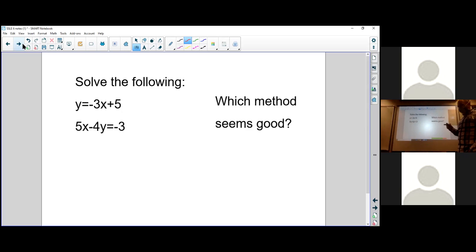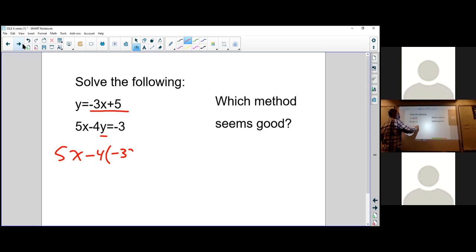Okay, second step: is there a letter that's easy to solve for or already solved for? Well, yeah, I have y equals this. If y is equal to that, I'm going to plug it in right there. So I get 5x minus 4 times (-3x plus 5) equals -3. I knew that y was equal to this, so I'm going to do that. Don't forget to distribute the -4.